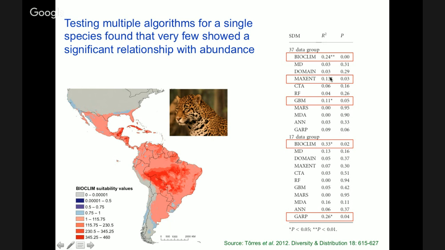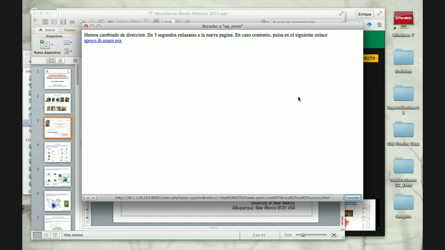If you see here the R-squared scores and the p-values, they found that very few of these algorithms have a statistically significant relationship with abundance, for predicting abundance. And if you see the values, they are quite low. The R-squares are quite low.